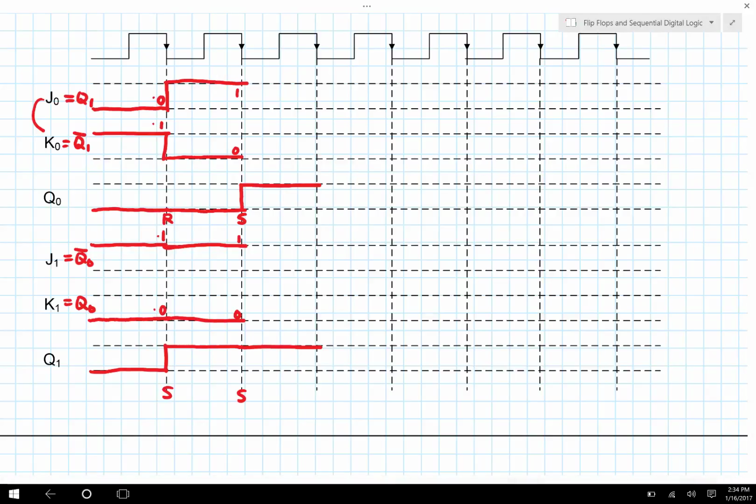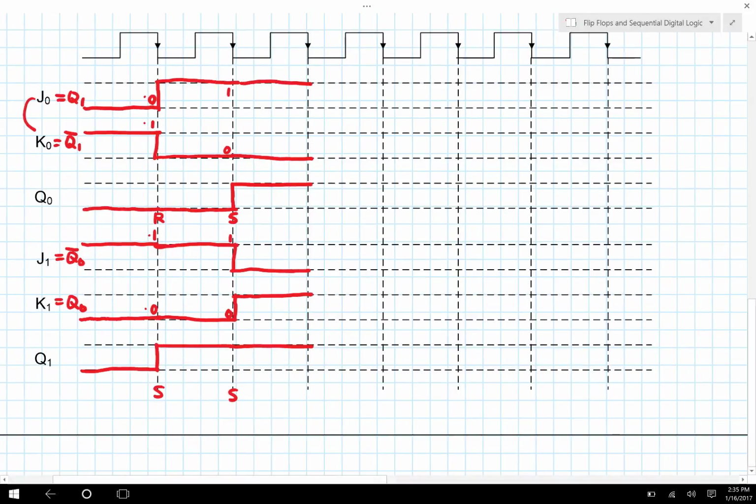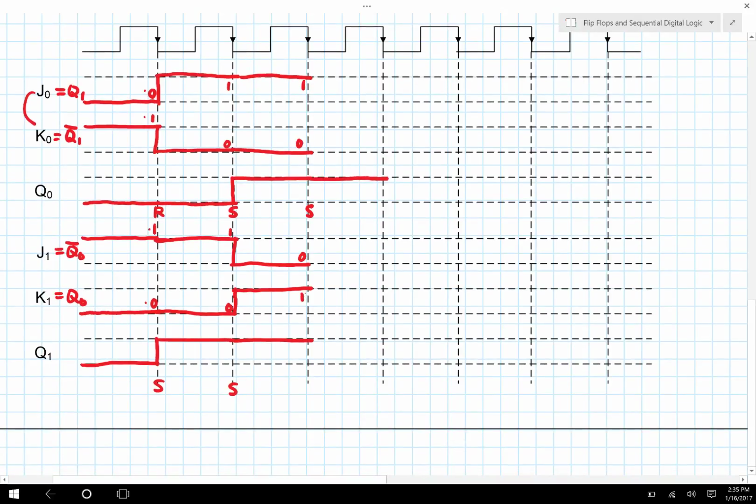J and K. Now Q0 changed, so that means that down here these two are going to change. These are going to go over here like this, and it's going to go up like this. But Q1 did not change, so these two are not going to change. Okay, we still have a 1 and a 0, and that's still going to give us a set, so this one's going to stay in the 1 orientation. Down here, though, this is a 0 and a 1. That's a reset, so this is going to go back down to 0, and it's going to stay there.